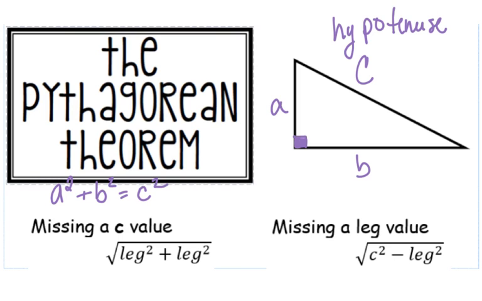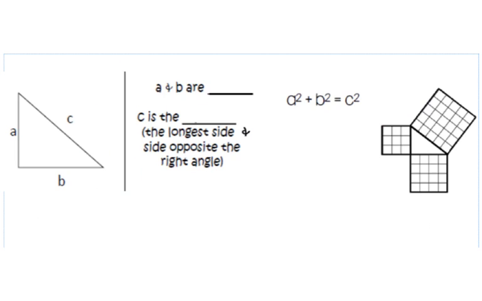your hypotenuse. Now, the easiest way to solve these is to use the formula: the square root of leg squared plus leg squared. So again, your legs are a and b. And then if you're looking for a leg value, you can do c squared minus leg squared, and then take the square root of that. You're just condensing the formula down.